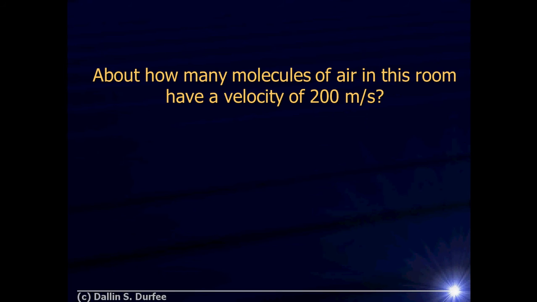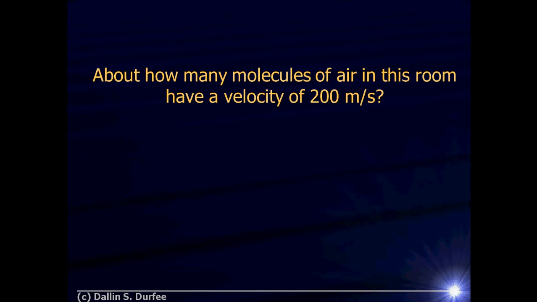All right, now let's do a thermal statistics problem. About how many molecules of air in this room have a velocity of 200 meters per second? I'm not giving you a lot of information. You're going to have to make an estimate. You're going to throw in some things and make some guesses. And when you do that, you come up with a very exact answer, and that is 0.